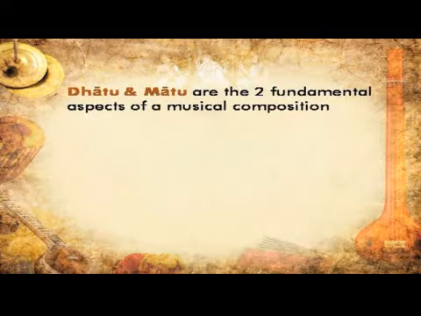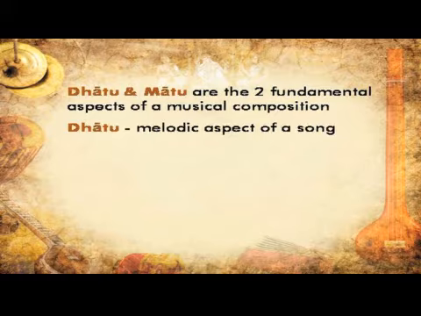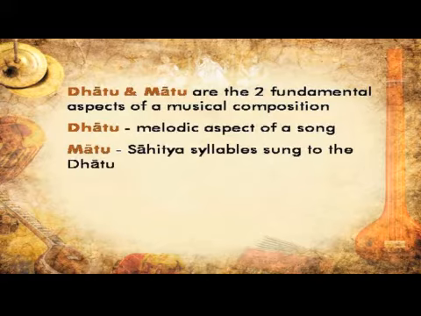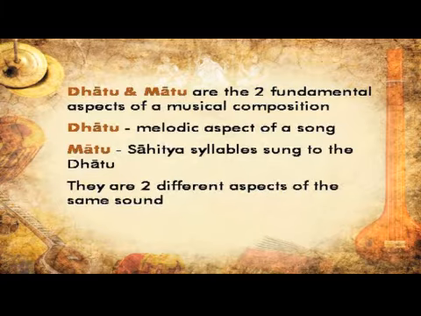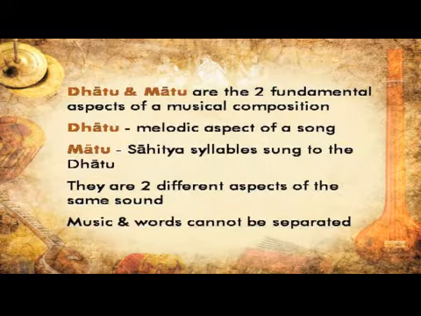Dhatu and Matu are the two fundamental aspects of a musical composition. Dhatu is the melodic aspect of a song. There is no music without Dhatu. Matu is the Sahitya syllables sung to the Dhatu. Dhatu and Matu are two different aspects of the same sound. Therefore, music and words cannot be separated.